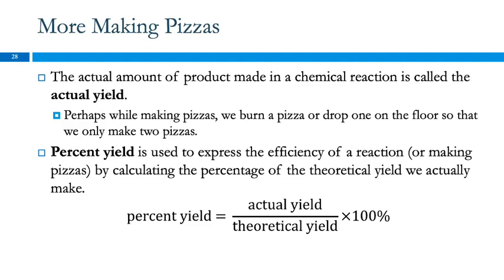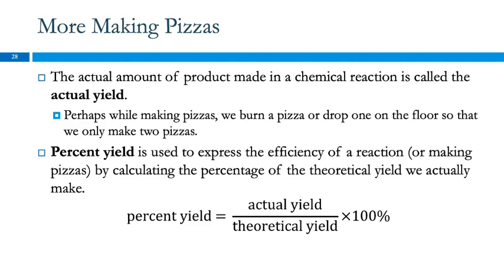So the actual yield is how much actually gets produced. The theoretical yield is if everything went perfectly, I could make this much. Doesn't always happen that way. So we use percent yield to express the efficiency of a reaction or the efficiency of making pizzas. And so we calculate the percentage of the theoretical yield that we actually make.